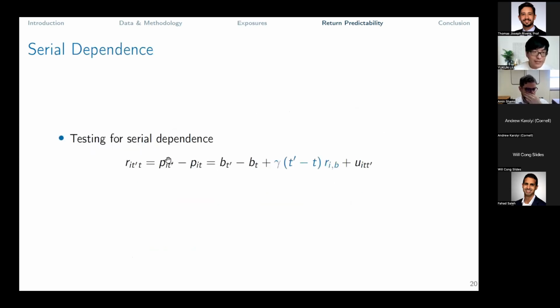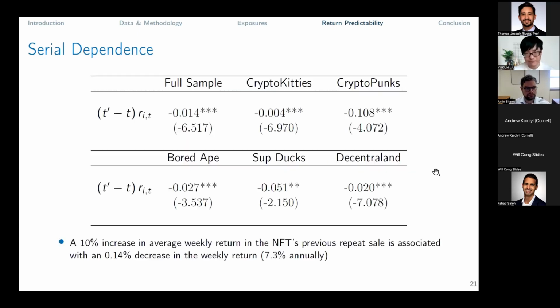And the last part is thinking about the lagged return dependence. Here we need 3 sales instead of just 2, because I need to observe the first repeat sale of that NFT, look at the previous returns of this NFT, and think about whether that is related to the future NFT returns. So we put in the average weekly returns of the NFT in the past period.